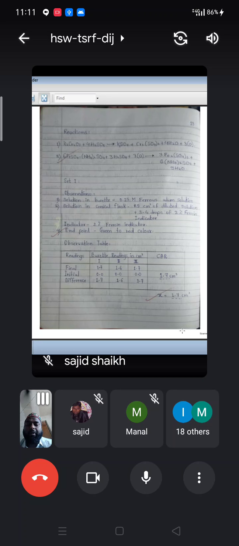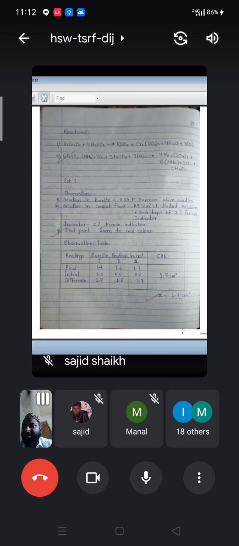Then observation we have to write for the set 1. So remember, this is a blank titration. First, set 1 is a blank titration and set 2 is a back titration. That you have to remember. Getting that point? Blank and a back titration that we have seen in case of the EDTA.